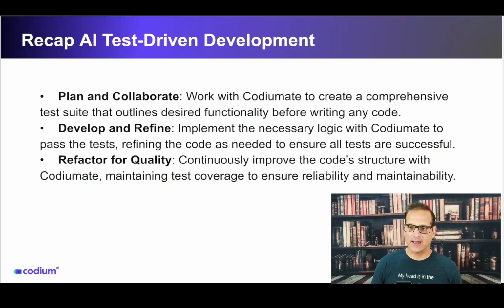Let's recap. We plan and collaborate. What is that? We work with Codiumate to create a comprehensive test suite that outlines desired functionality before writing any code. Then we develop and refine. We implement the necessary logic with Codiumate to pass the tests, refining the code as needed to ensure all the tests are successful. Refactor for quality. We continuously improve the code structure with Codiumate, maintaining test coverage to ensure reliability and maintainability. Happy coding with Codiumate.